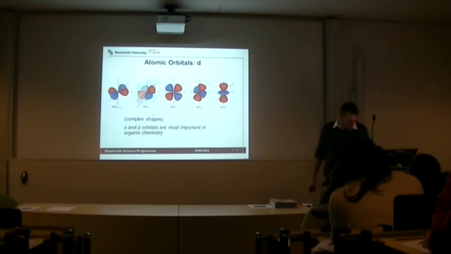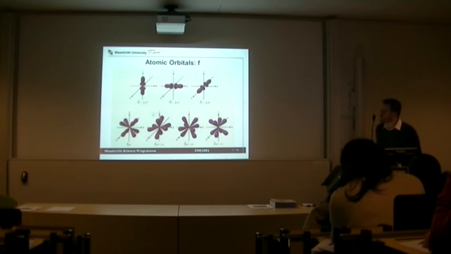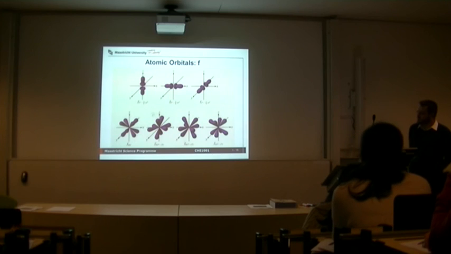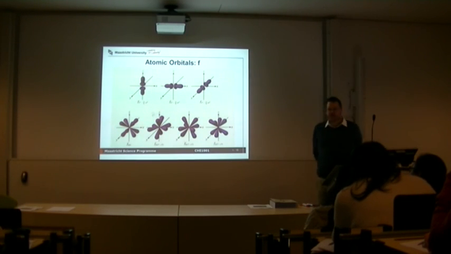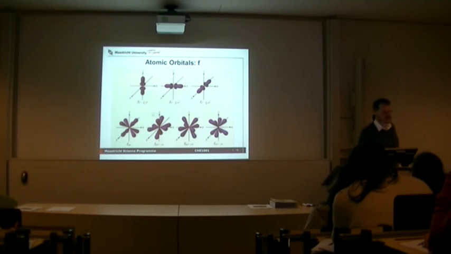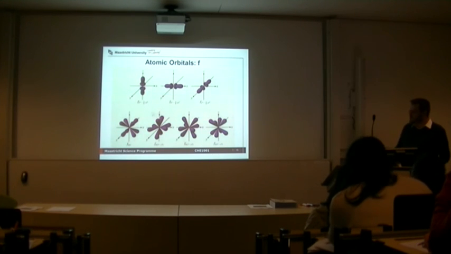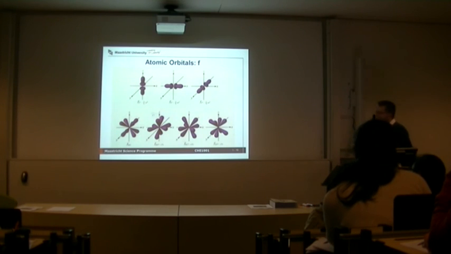And at the bottom of the periodic table, we have the actinides and the lanthanides, and these are the f orbitals, which are very, very interesting. They have very interesting shapes. One very rarely in chemistry works with these. This is really something for specialists working with actinides and lanthanides, but appreciate the complexity of these orbitals.